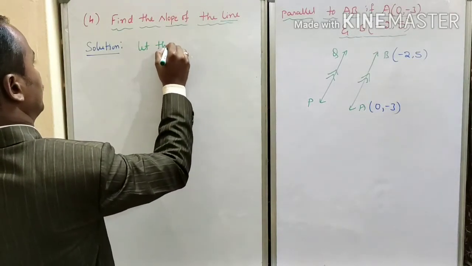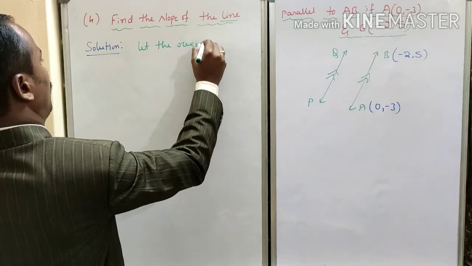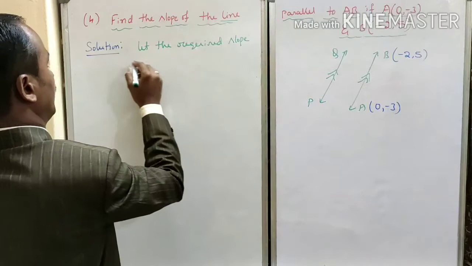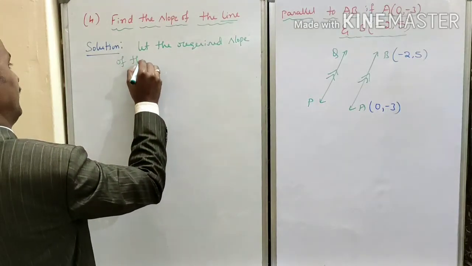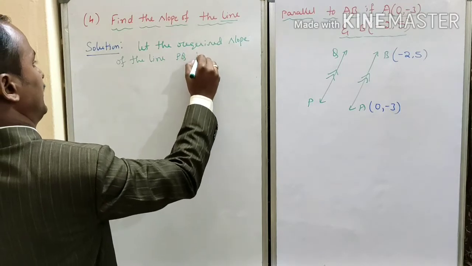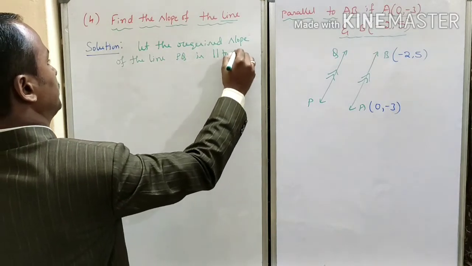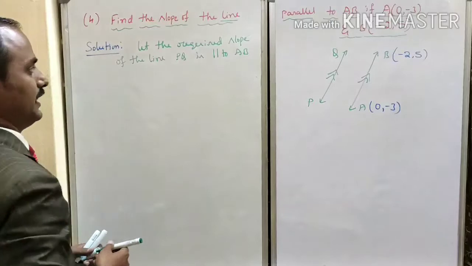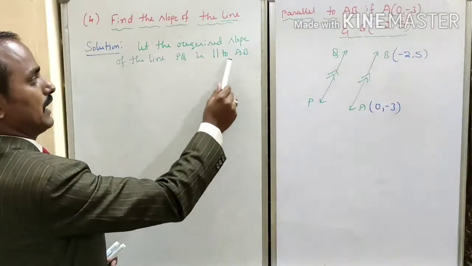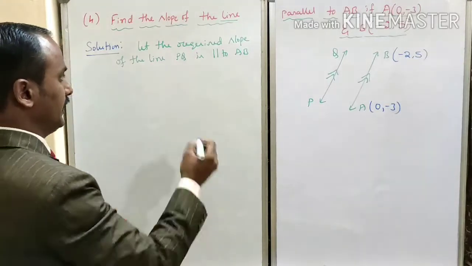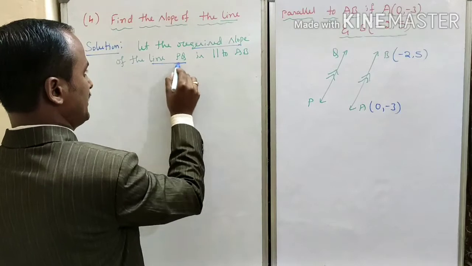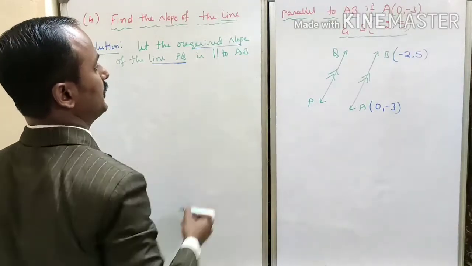Let the required slope of the line PQ be parallel to AB. Is it correct? I gave the name PQ to the required line, and this is parallel to AB.